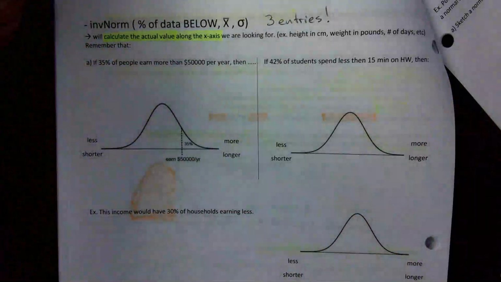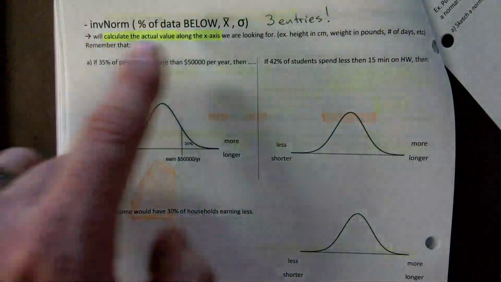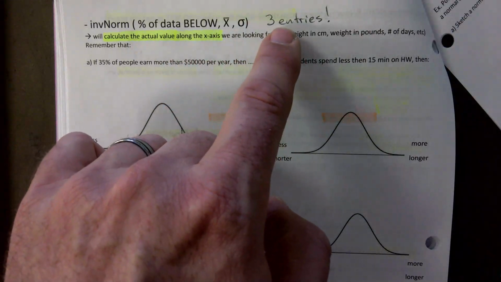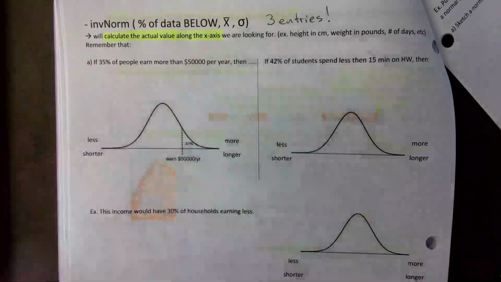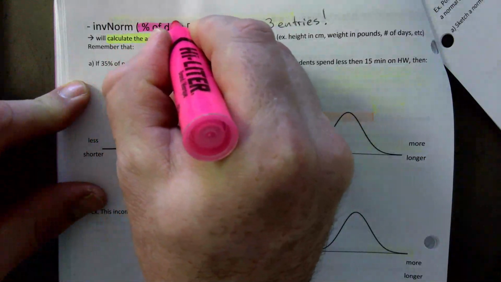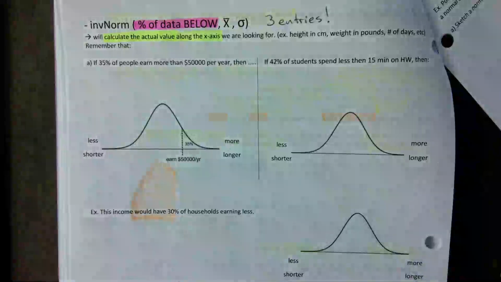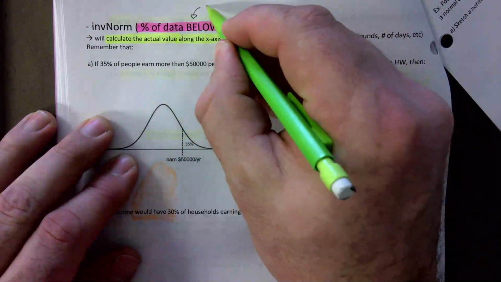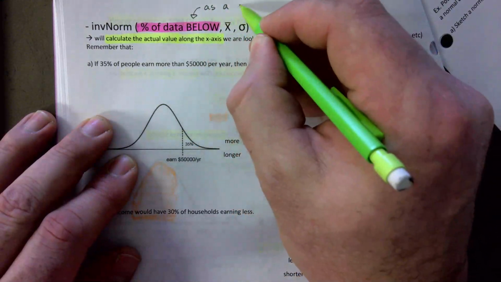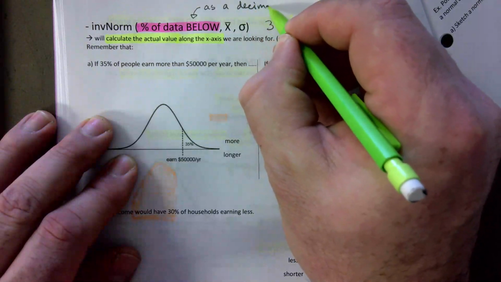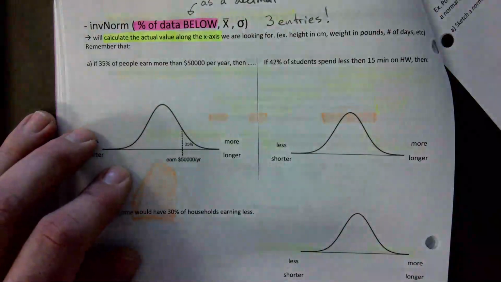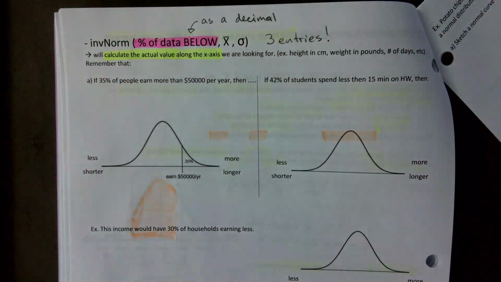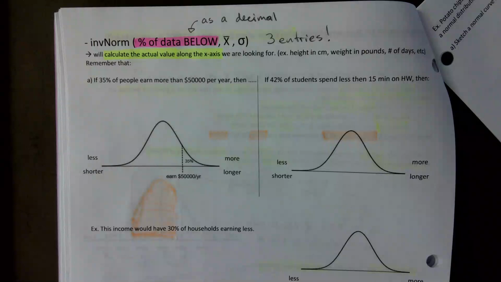The biggest difference between the other one and this one is that it has 3 entries. It's still mean and standard deviation at the end. That doesn't change. This is important though: you need the percentage of data below the value you're interested in, as a decimal. If you don't do that as a decimal, it's going to be wrong. So if it's 70%, you need to put down 0.7. Just remember that.